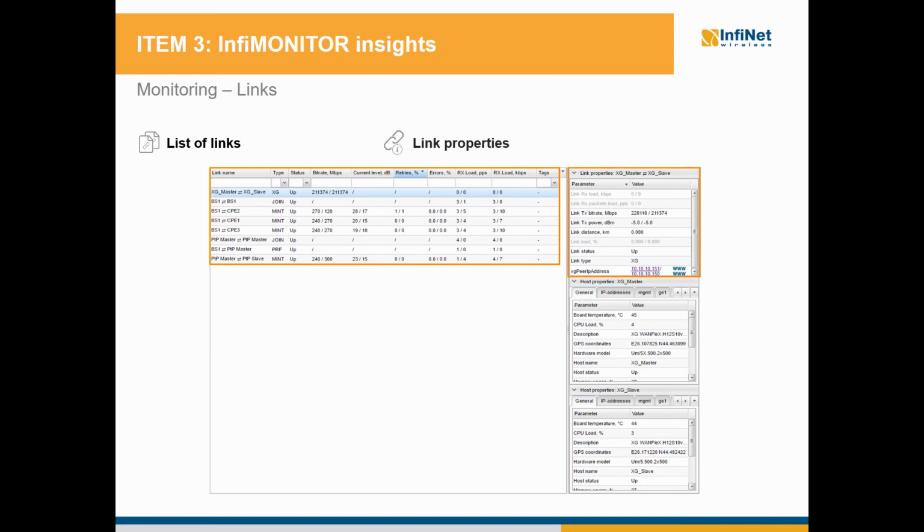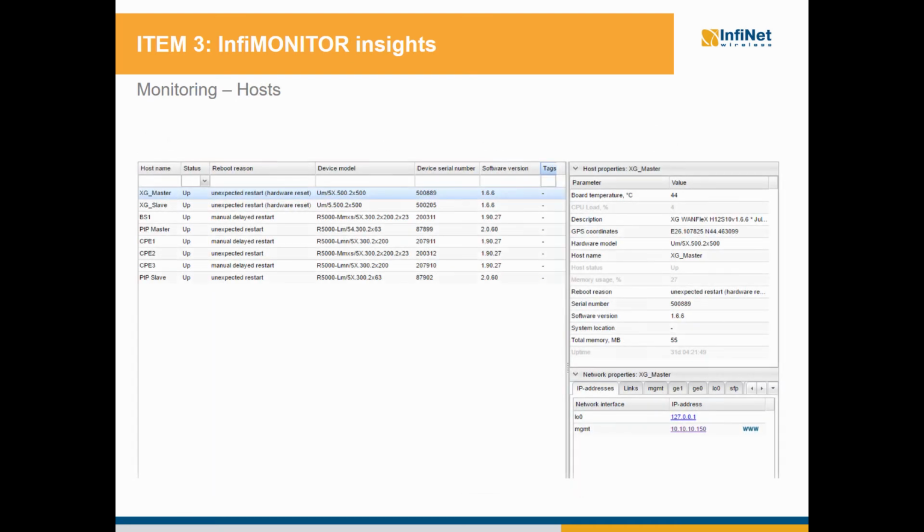Link properties, where you have information like link distance, TX power, IP addresses, and so on. And host properties, where you can find detailed information about each of the 2 linked devices, hardware model, CPU load, GPS coordinates, and so on. In the third item of the monitoring section, called hosts, you have information about each individual device from your network.